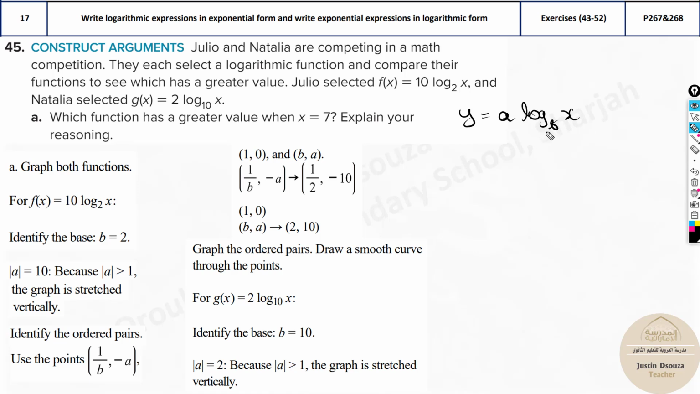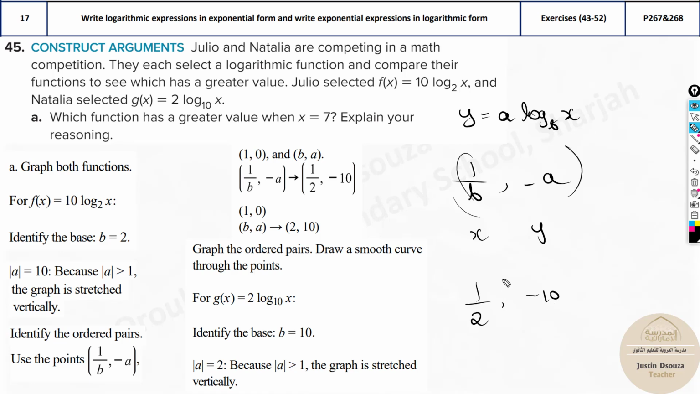Now, if you know the base, we know it's 2. If you take the inverse of the base, 1 by base, the second point, if this is the x coordinate, the y coordinate will always be negative whatever is there over here, negative a. This is how we can easily find points in the graph. Now here for this case, what is the base value? It's half. Then it will be minus 10. If you graph it and check, you will get this.